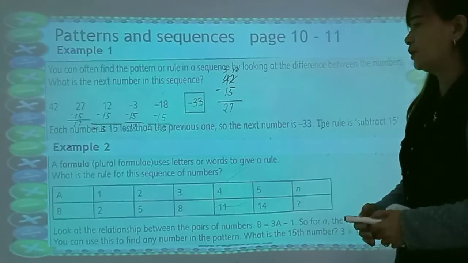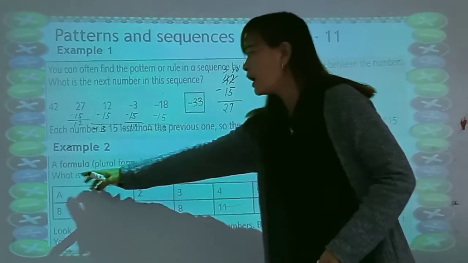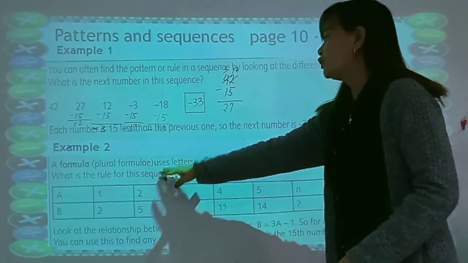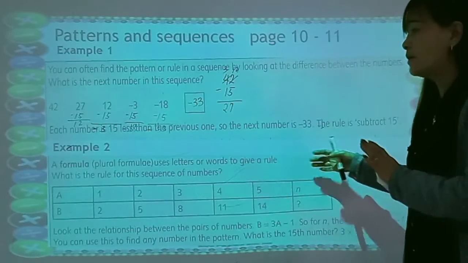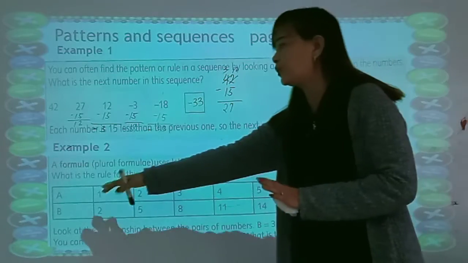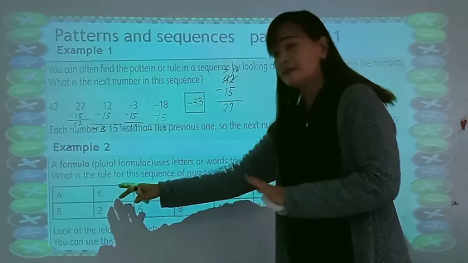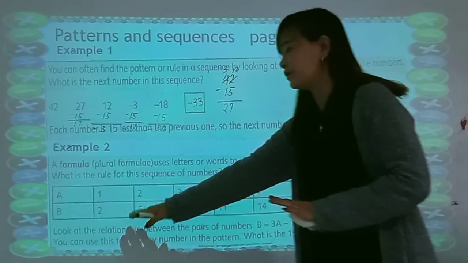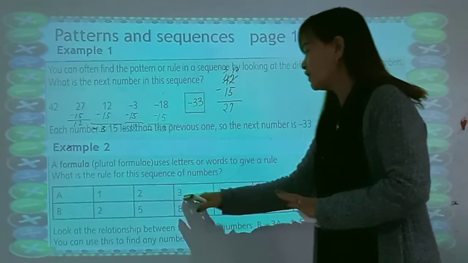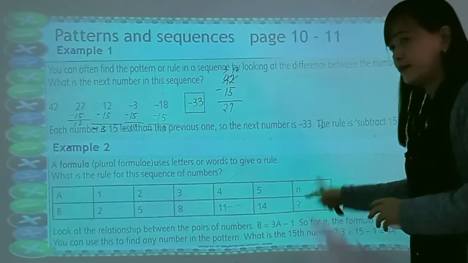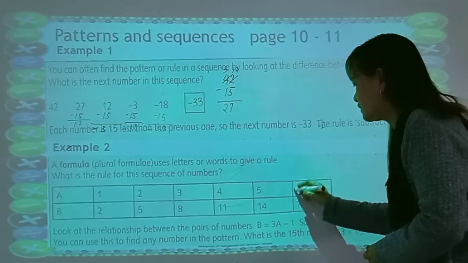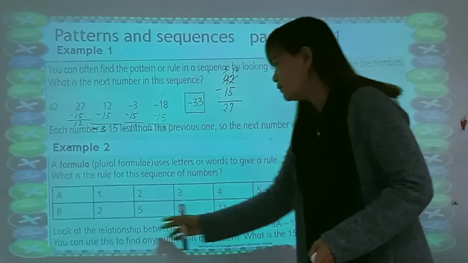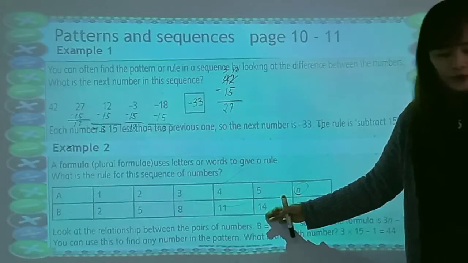How about example number 2? Let us see. A formula. A formula uses letters or words to give a rule. Question number 2 asks: what is the rule for this sequence of numbers? So we have here the numbers 1, 2, 3, 4, 5, and n. This is n, the missing one. And from B we have 2, 5, 8, 11, and 14.